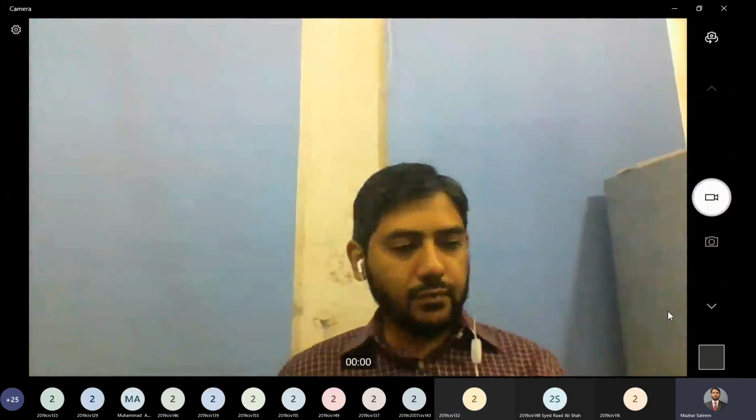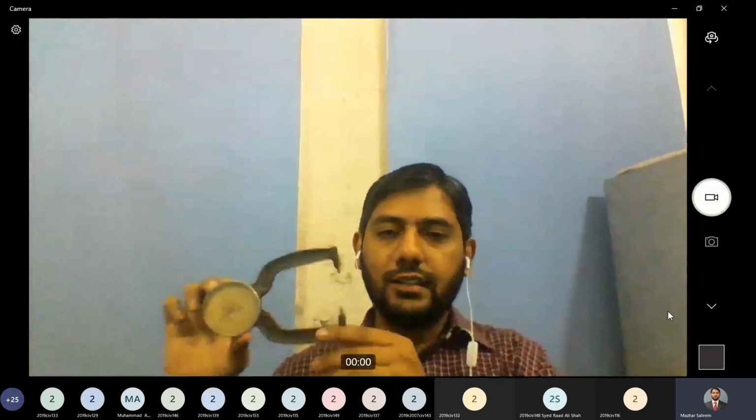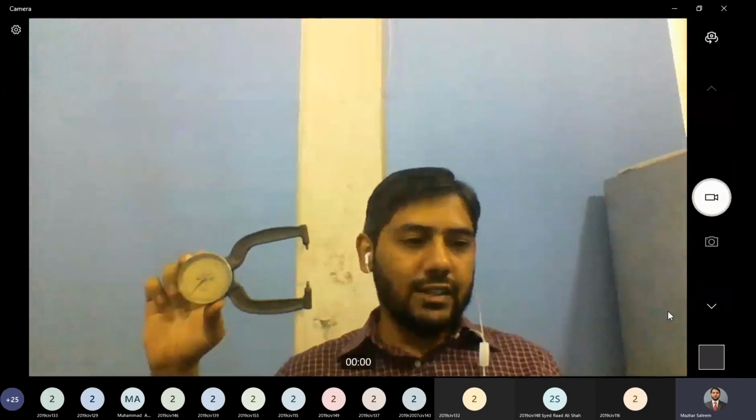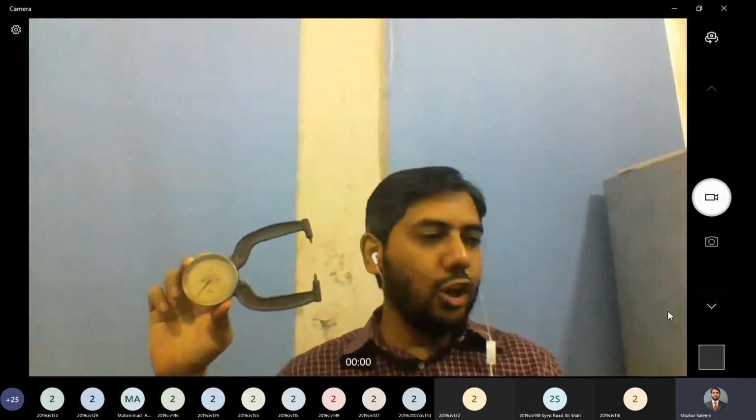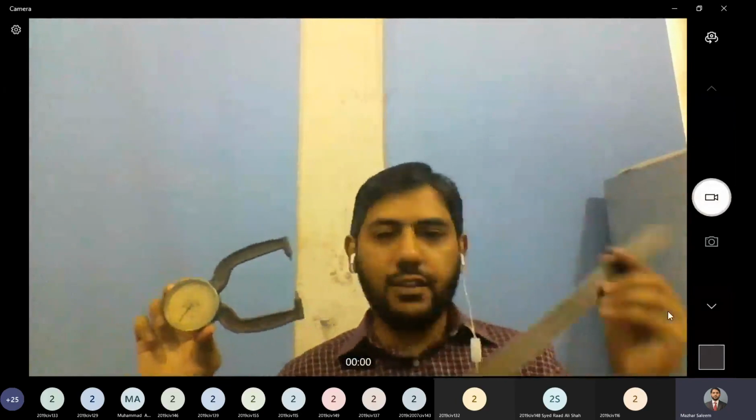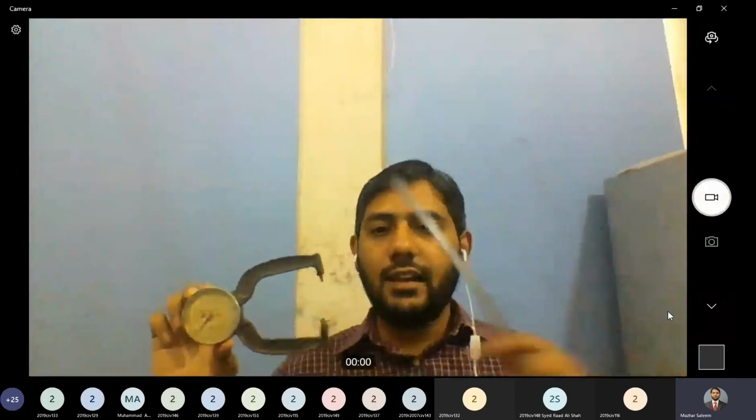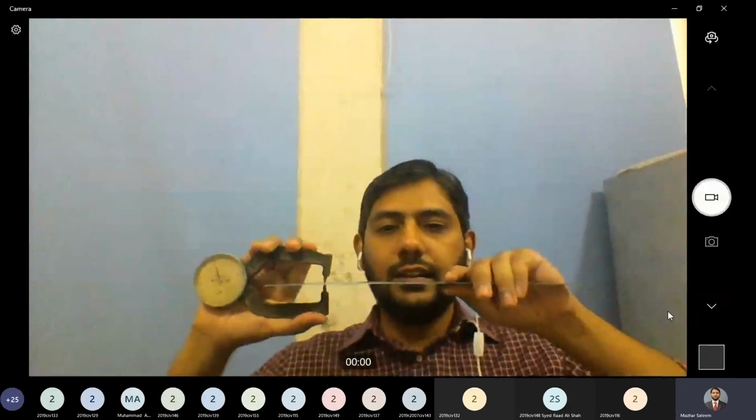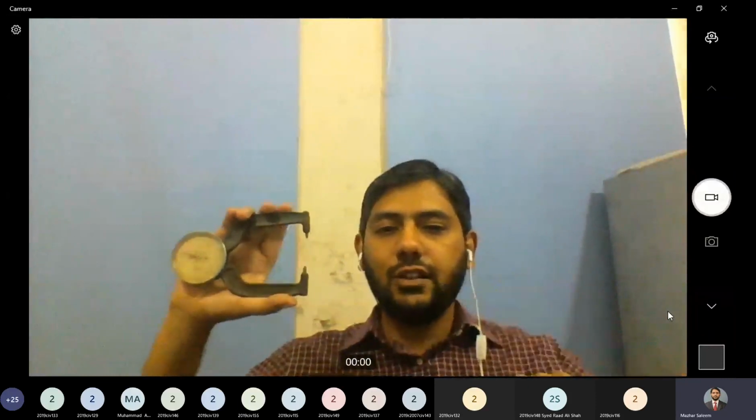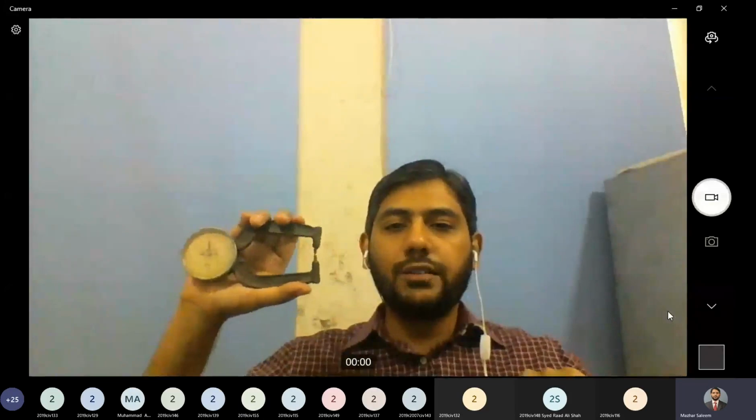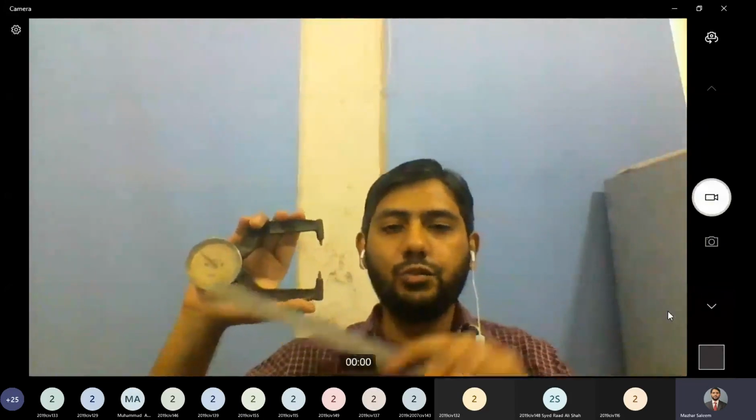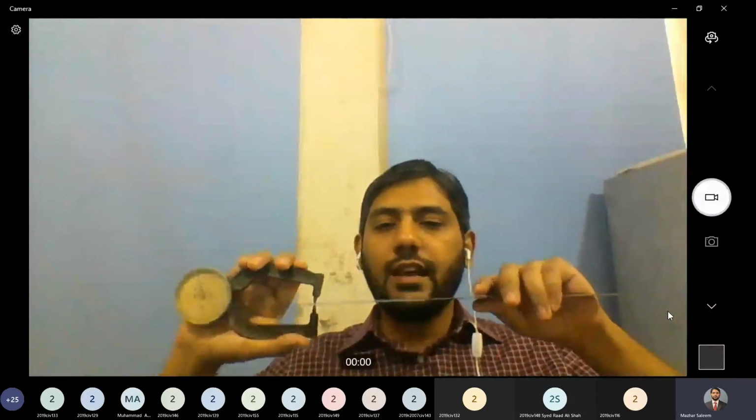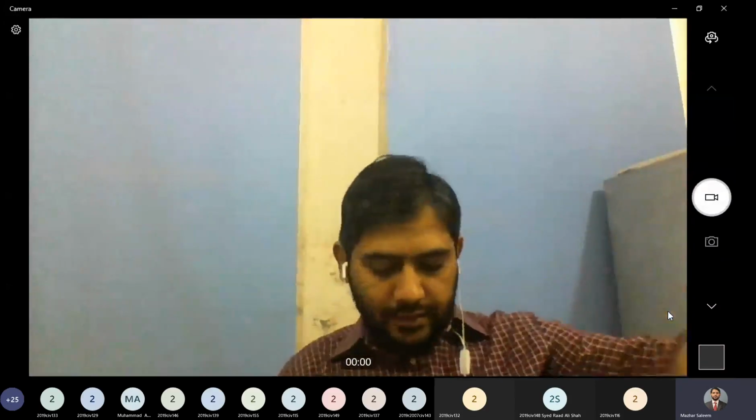All right. So the next device is this dial gauge. This dial gauge is used to measure thickness or external diameter or length of small objects. For example, if I have this steel scale and I want to measure its thickness, I can place it like this, and you see when I change the opening of these two components, the needle on the dial gauge moves. So if I want to measure this thickness, I will hold it like this and then try to read the scale.